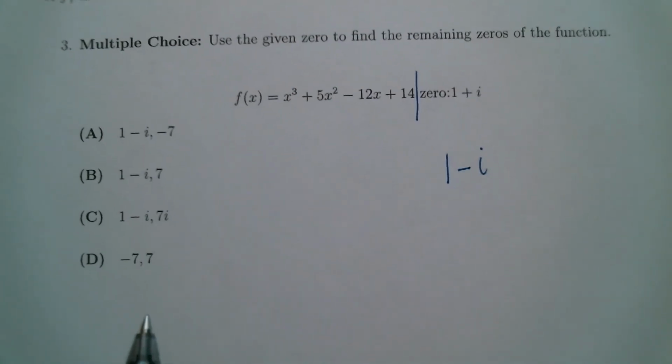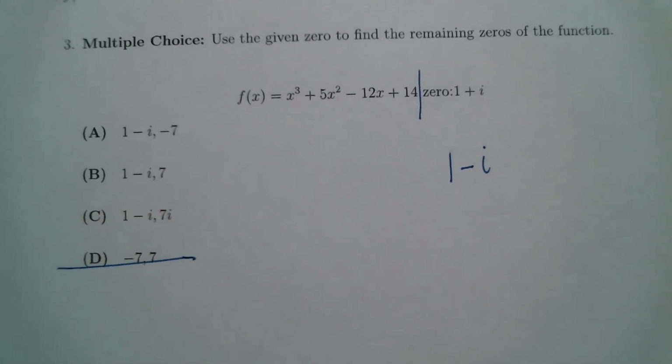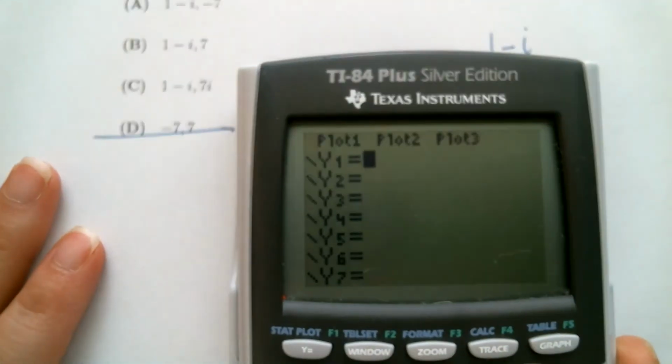So multiple choice, what can I eliminate? Well, option D, gone. It doesn't have a 1 minus i. The other guys do. So the question becomes, how do I find the other 0? Well, to be honest, you can put it in your calculator. You know that if something's a 0, it's going to appear as an x-intercept. So if I were you, all I would do is pop this thing into the calculator and graph it.